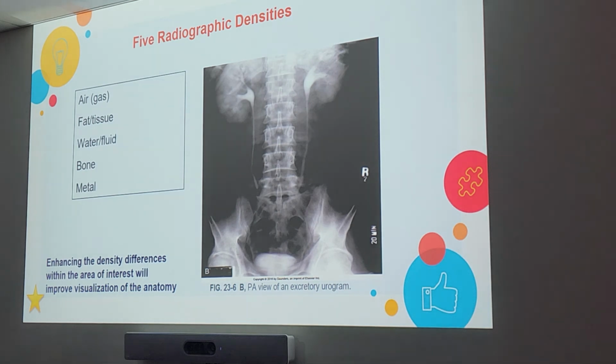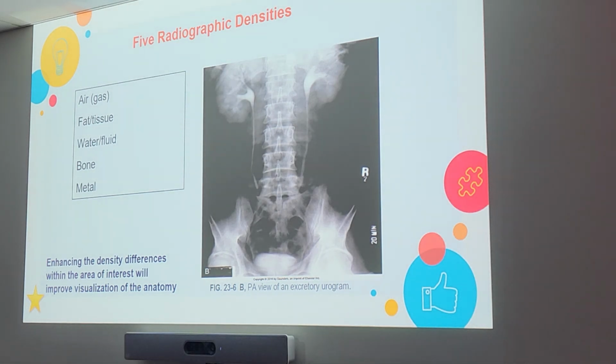When we take a regular abdomen x-ray, what sort of anatomy do you visualize? The stomach. You can see the stomach really clearly? What can you see clearly? The kidneys. The bone and the spine. Right?